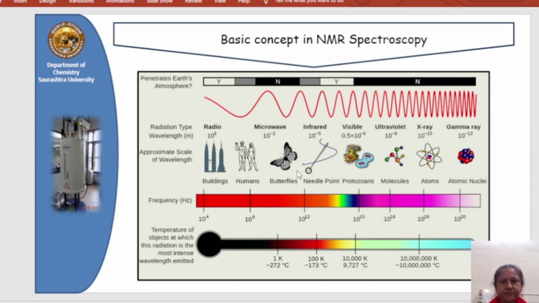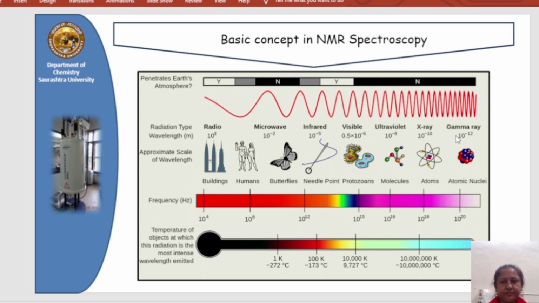Spectroscopy also depends on the wavelength. Now we start from the short wavelength to the long wavelength, or from the higher frequency to the lower frequency. What is the relation between frequency and wavelength? If the frequency is very high, the wavelength is very short, which means it is highly energized. The relation between energy and frequency is direct, while the relation between energy and wavelength is inversely proportional.